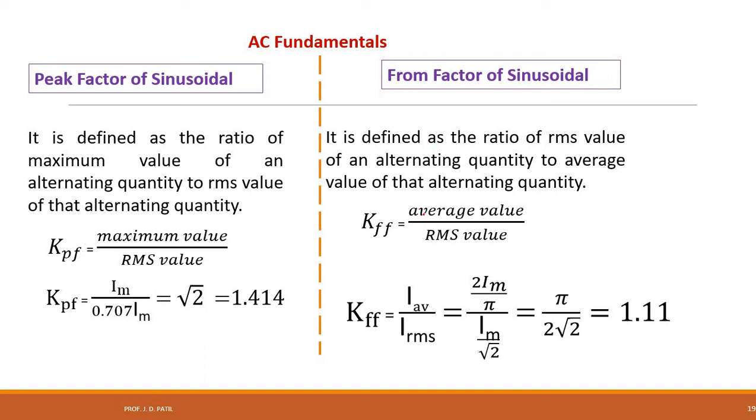Then the form factor, KFF, is equal to the RMS value divided by the average value. The definition is the ratio of the RMS value of an alternating quantity to the average value of that quantity. So KFF, the form factor, is RMS value over average value. The average value is 2 Im by pi and the RMS value is Im by root 2. So it is pi divided by 2 root 2, and that answer is 1.11.